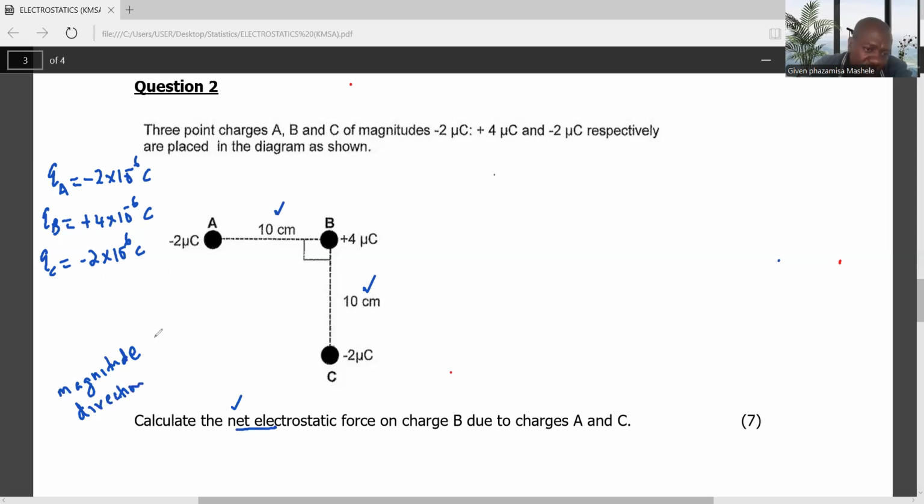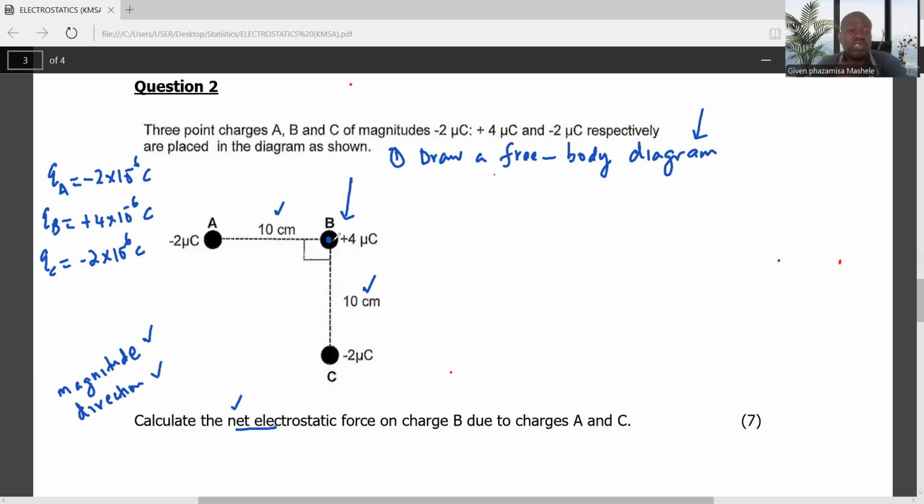So we must get the magnitude and the direction because they did not say calculate the magnitude. They said calculate the net electrostatic force on charge B due to charges A and C. So the same applies, like what I said, we need to also draw a free body diagram. Why a free body diagram? A free body diagram will assist us in knowing which forces are actually acting on this charge due to A and C.